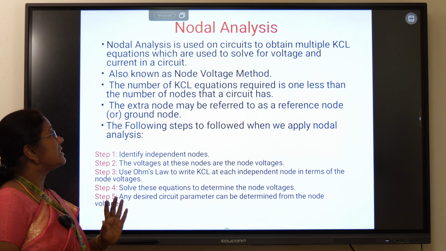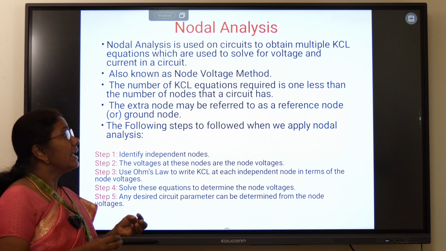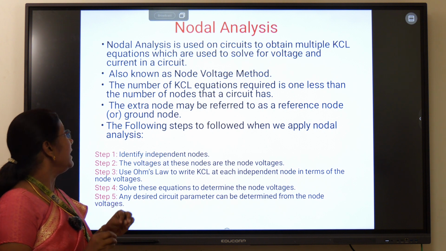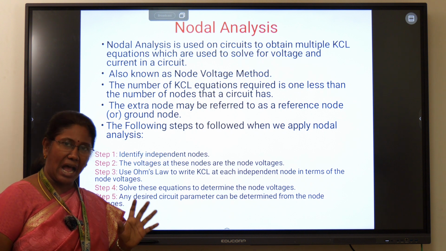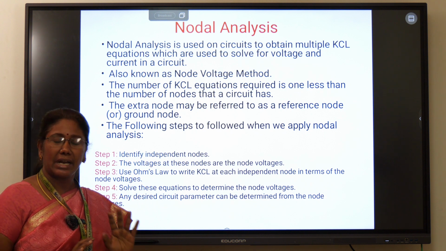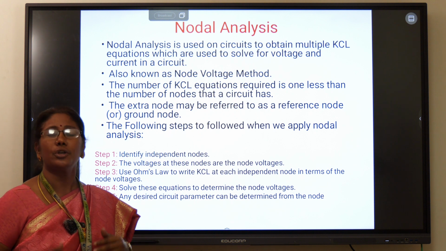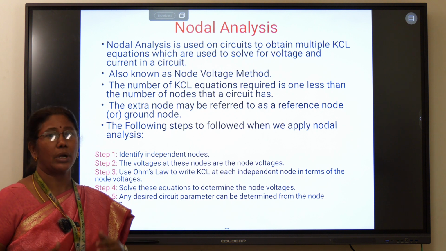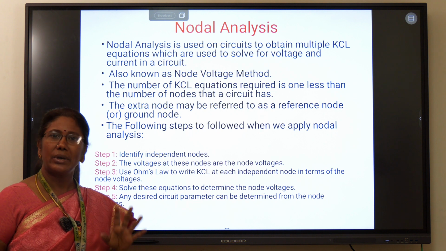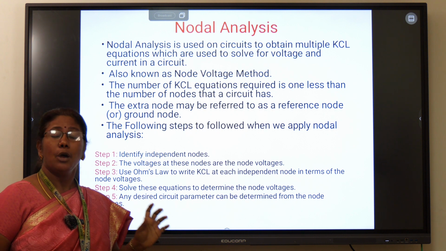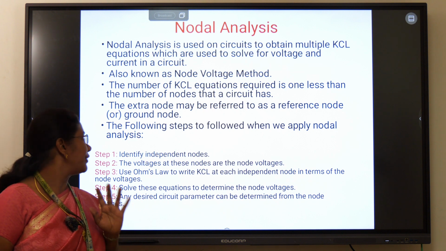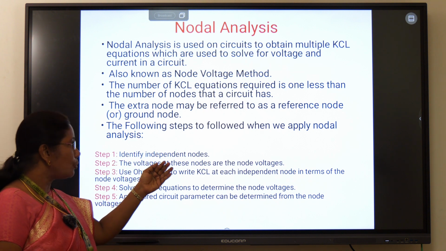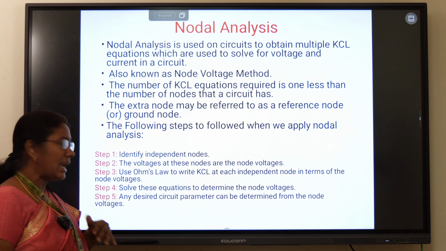Then the number of KCL equations required should be one less than the number of nodes that a circuit has, because if you have 3 nodes, then we will consider only 2 nodes, because the third node will usually be taken as a reference node, called the ground node. Usually the ground node will be kept at a potential of 0, so one node should be taken as a reference node. The following steps are to be followed when we apply the nodal analysis.